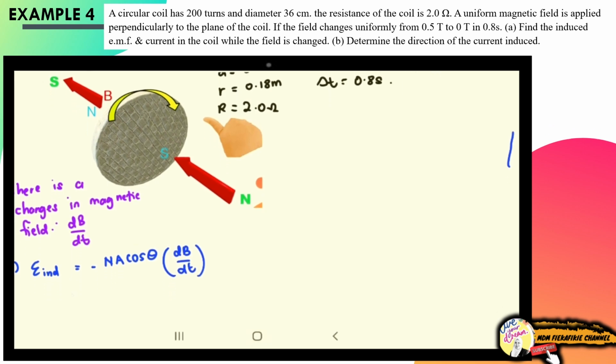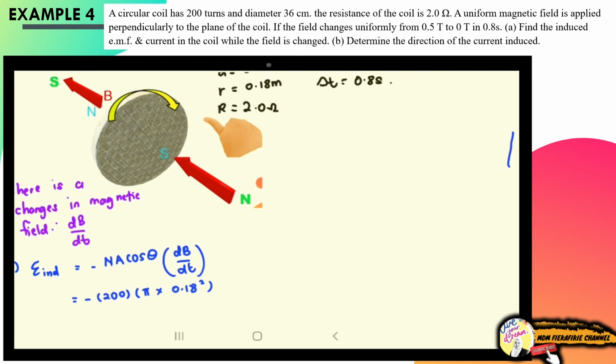Okay, so now I want to just substitute all the values given. So N is 200, where A is pi r squared, pi where r is 0.18 squared, and cos theta. So look at here, theta is the angle between B and A. Okay, you can see here, awak boleh tengok direction of B in this direction, ke sana, and A pun ke sana lah. Okay, A must be perpendicular to the plane, so angle dia kosong.